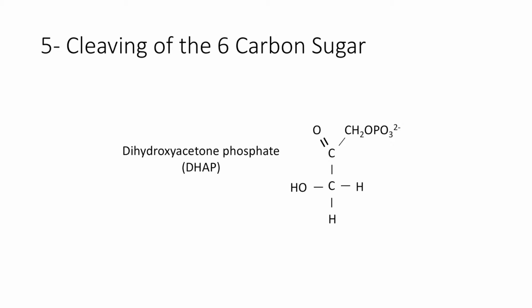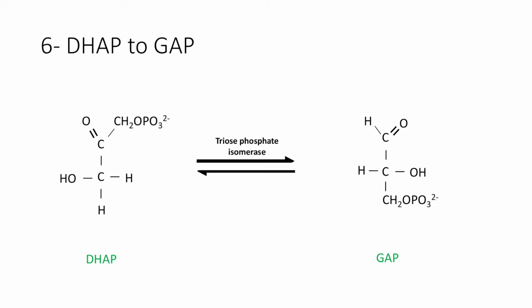DHAP, however, cannot continue on the pathway of glycolysis in its form, so it must first be converted into GAP. This is done through a reaction using triose phosphate isomerase. The reaction is in equilibrium, but the surrounding environment drives the reaction towards the production of GAP.